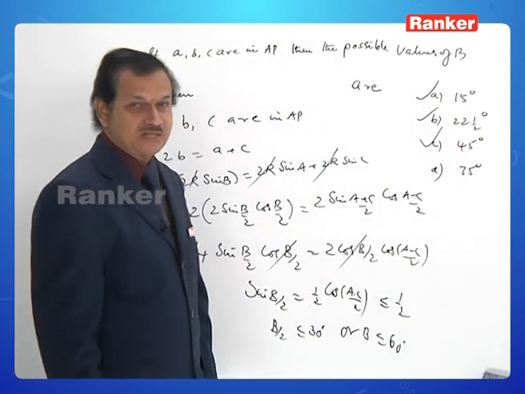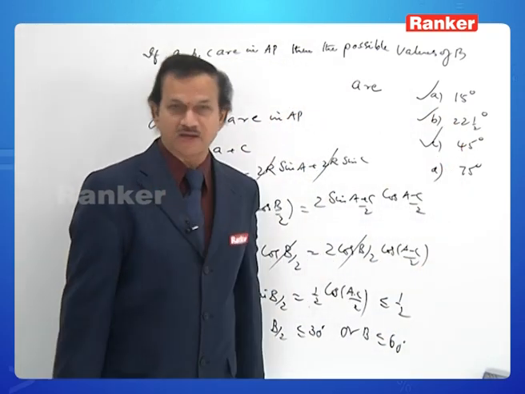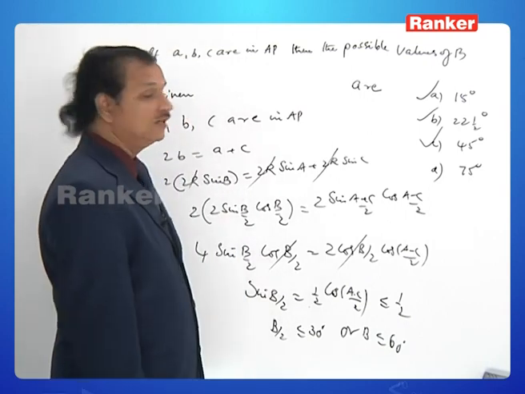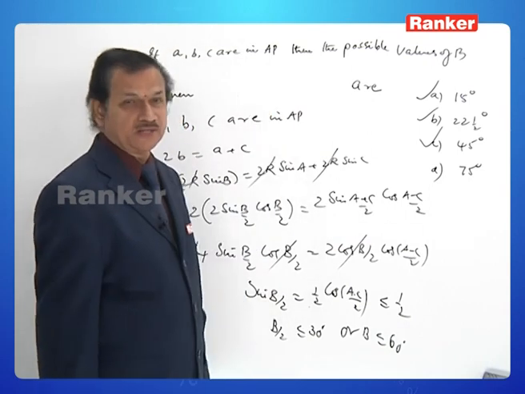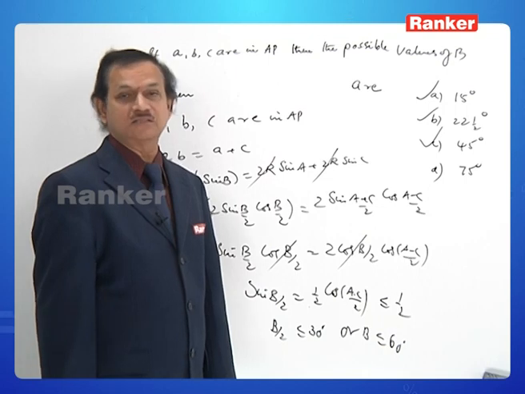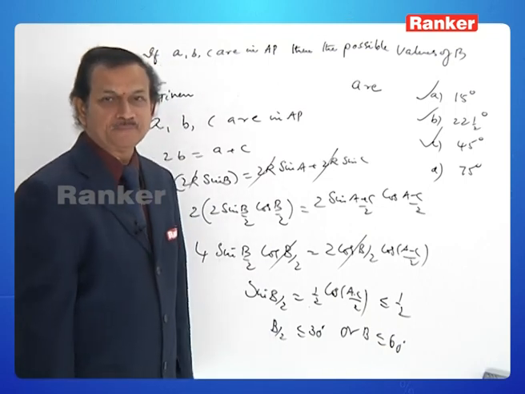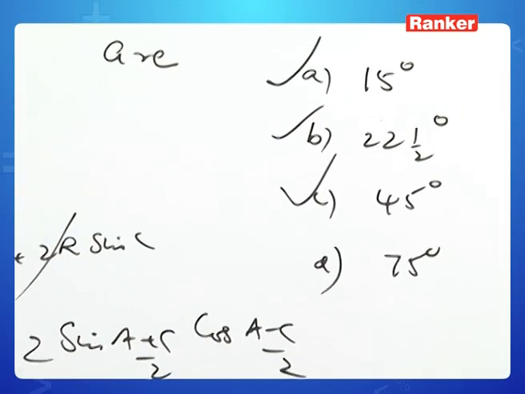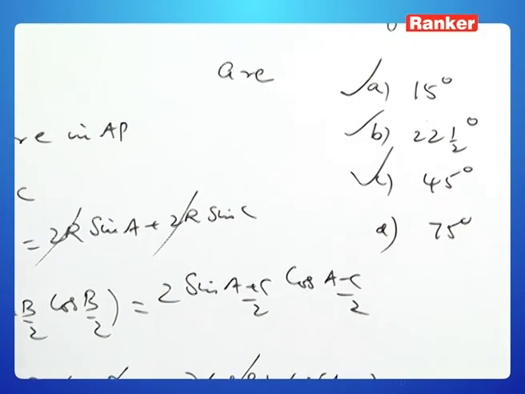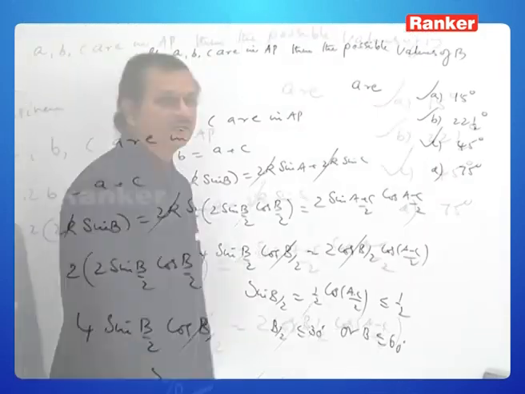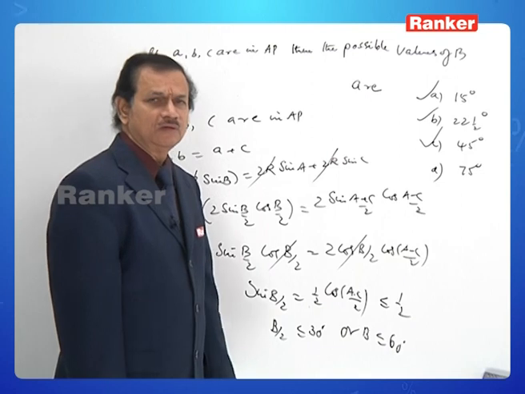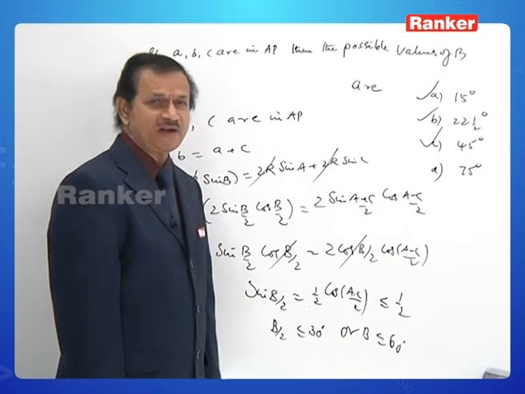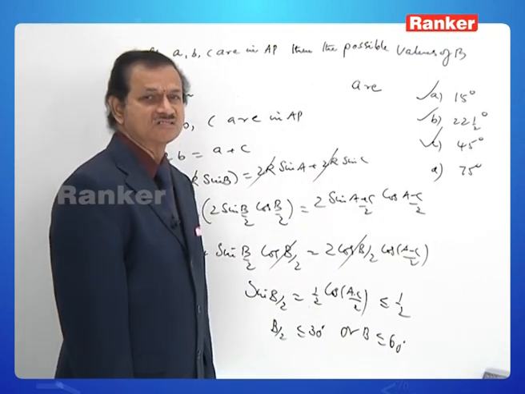How many answers are here for this question? 3 types of answers are there. You see, you observe the question carefully. He has not asked us the exact value of B. The possible values of B he is asking us. He is just asking us the possible values of B. It can be any one of them. Why not 75 degrees? Because it exceeds 60 degrees.